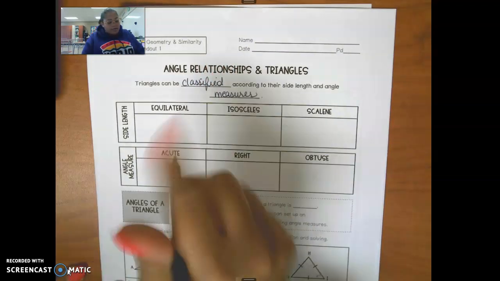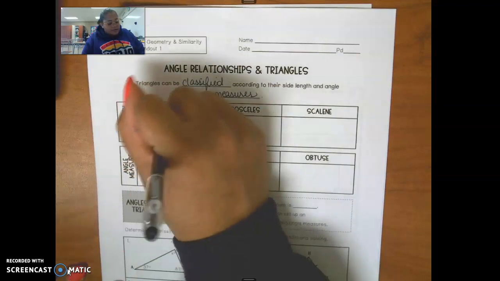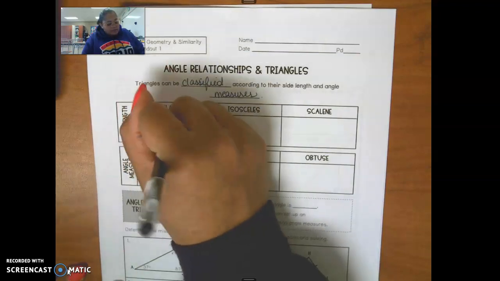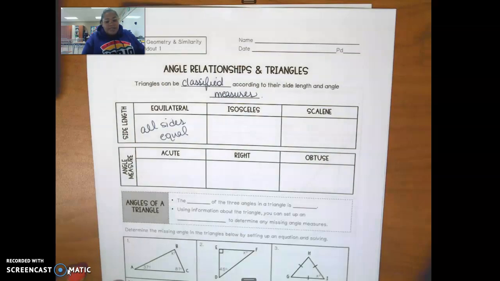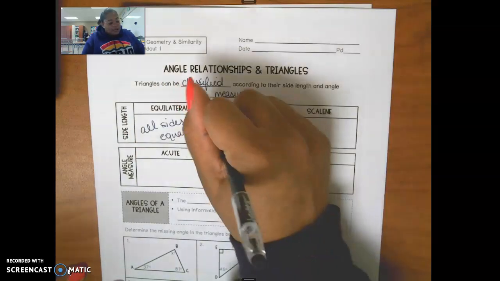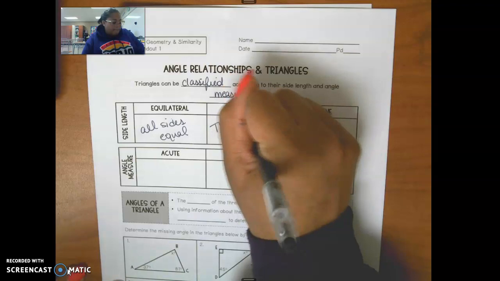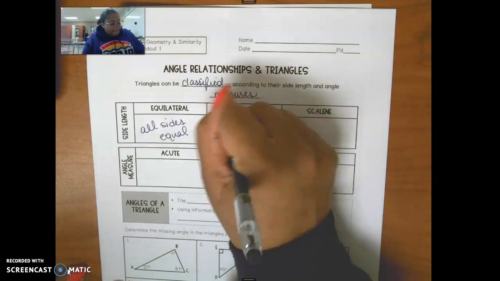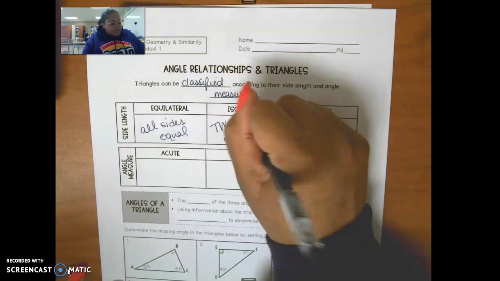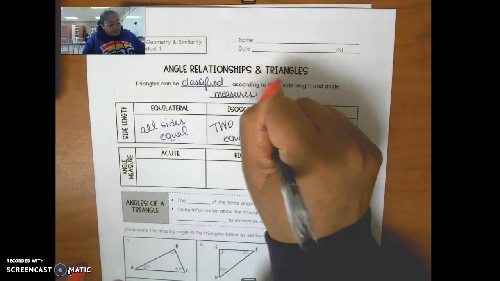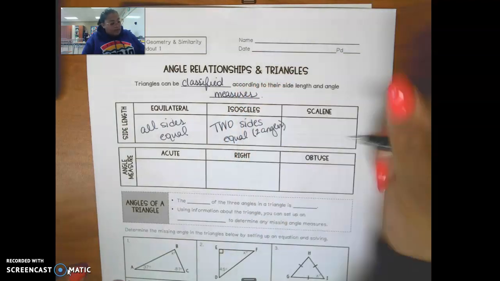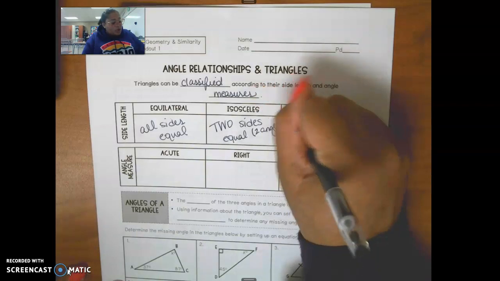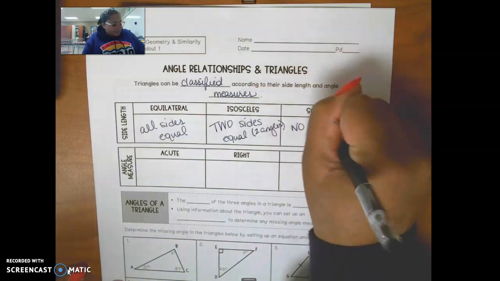If it's an equilateral, then all sides are equal. If it's isosceles, then only two sides are equal, which also means two angles are equal. And scalene means no sides are equal, or angles.